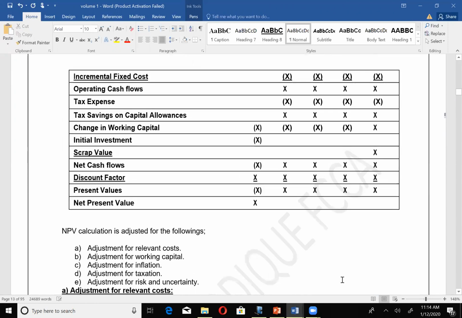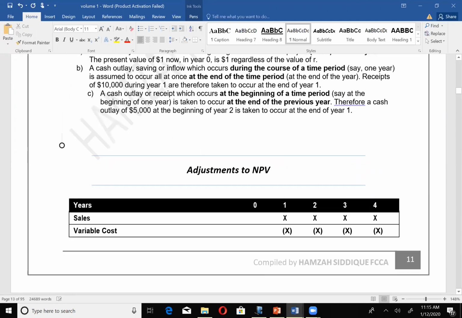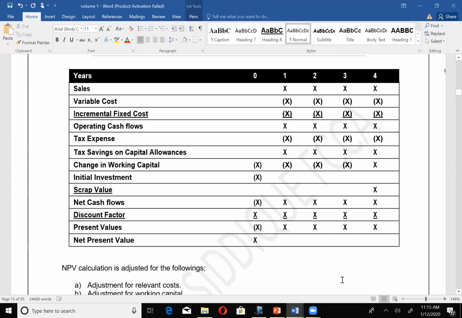Now, students, this is the NPV pro forma, or net cash flow pro forma. These are the net cash flows which are used to calculate IRR, MIRR, NPV, payback, duration, whatever it is. So how are they calculated? This is the pro forma: sales, incremental variable cost, incremental fixed cost, and other adjustments.